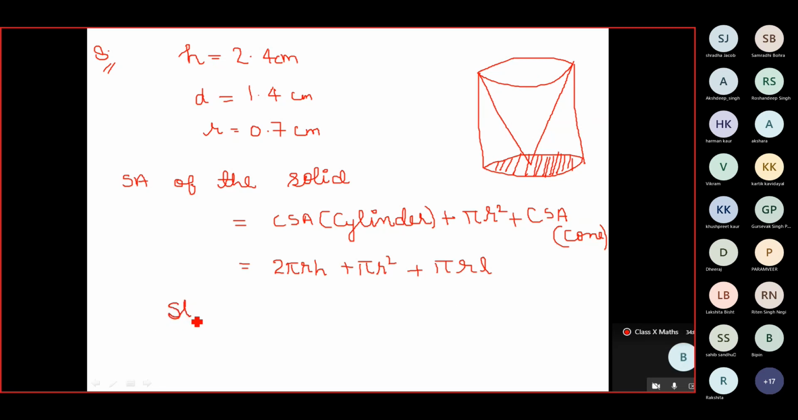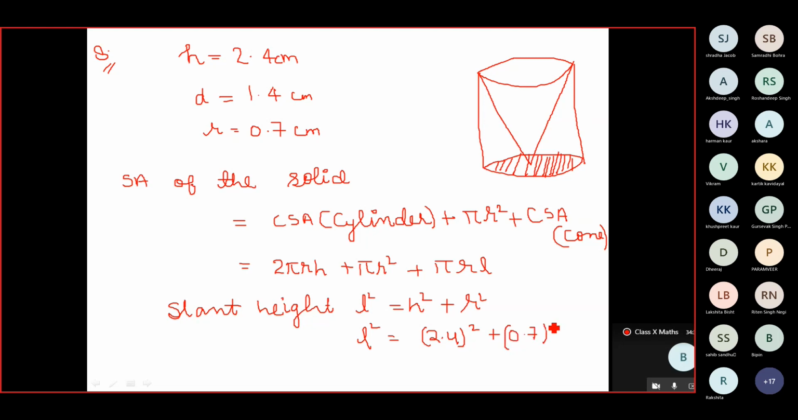Slant height L, or L square is equal to, let us use the formula: L square is equal to H square plus R square. So L square is equal to H square, that is 2.4 whole squared, and R square, that is 0.7 whole squared.